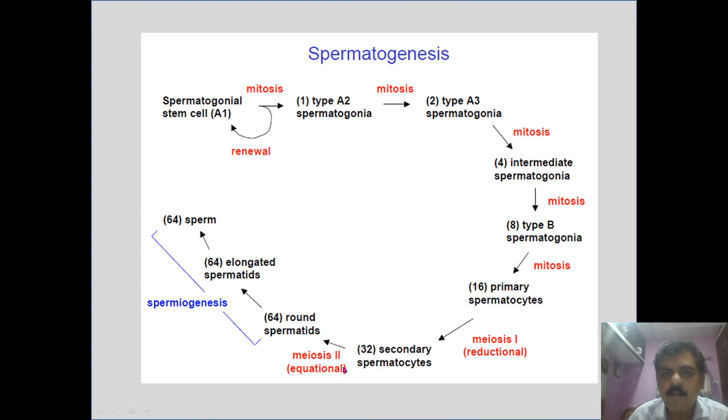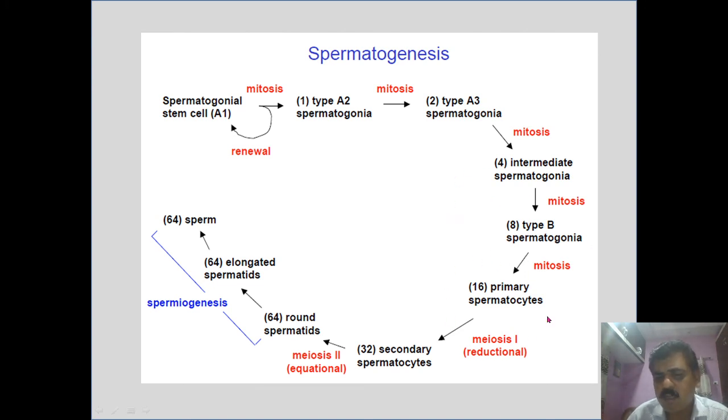So spermatogenesis can be summarized as a process completed in three steps. The first one is the multiplication phase. The spermatogonial cells divide and redivide, renewal of the stem cells occurs, and finally it forms a spermatocyte. This is the first phase that we call the multiplication phase, where the spermatogonia form 2, then 4, 8 and 16 likewise.